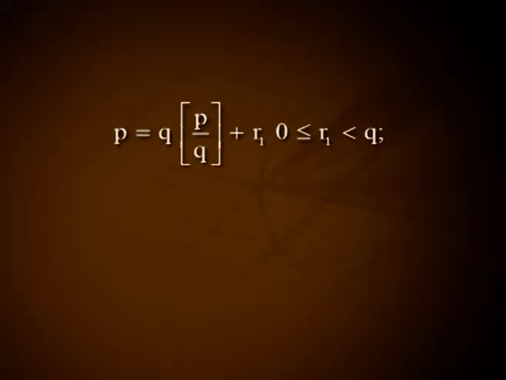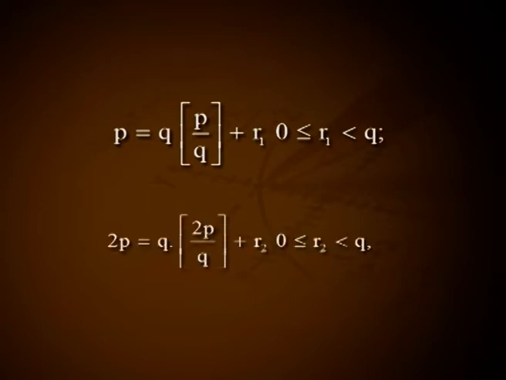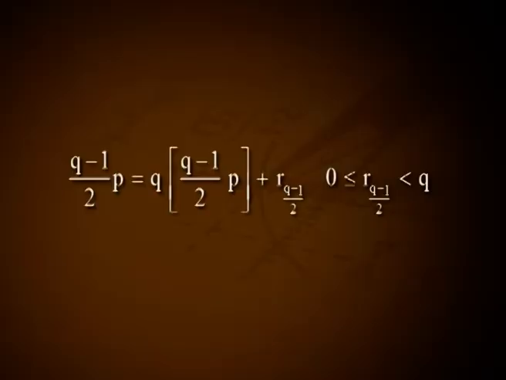Proof. By the division algorithm, p = q[p/q] + r1, 0 ≤ r1 < q. 2p = q[2p/q] + r2, 0 ≤ r2 < q, etc. ((q-1)/2)p = q[((q-1)/2)p/q] + r_{(q-1)/2}, 0 ≤ r_{(q-1)/2} < q.